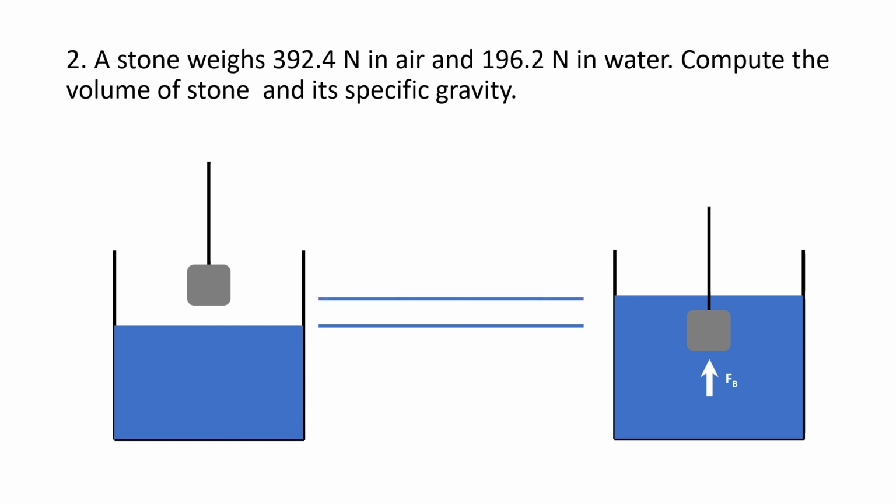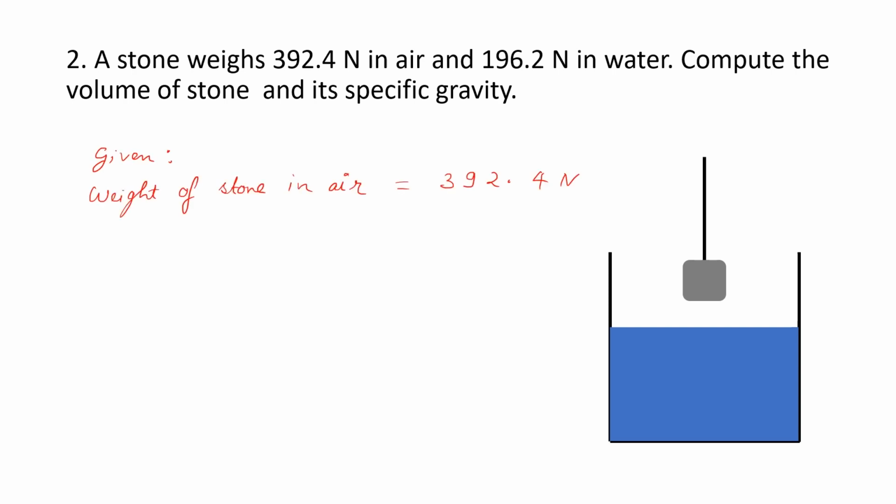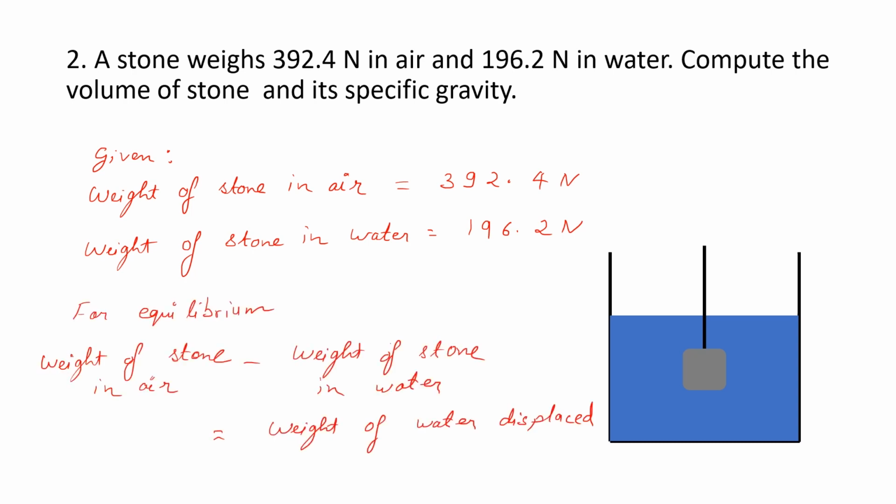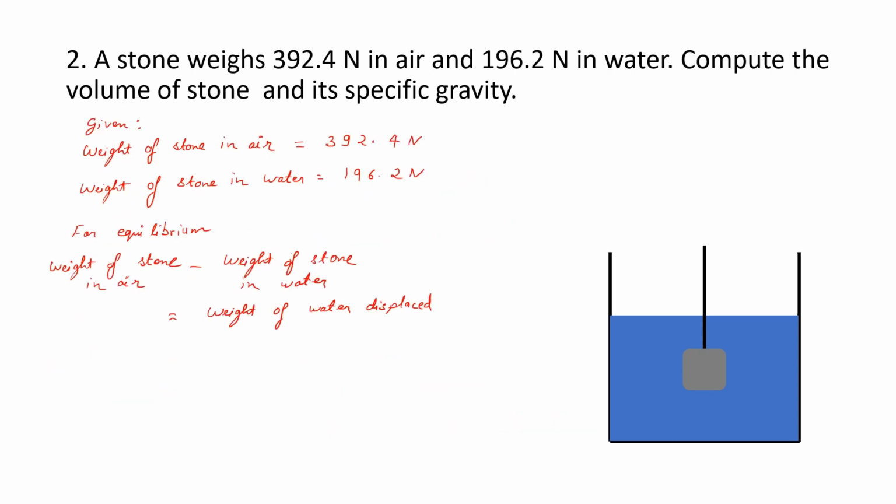Here we observe that when we lower the stone in the water, there is some increase in volume. This is known as the displaced volume, due to the stone. So let's solve the question. We have been given the weight of the stone in air, which is 392.4 Newton, and when we put the stone inside water, the weight becomes 196.2 Newton. For equilibrium, the weight of the stone in air minus the weight of the stone in water must be equal to the weight of the water displaced.